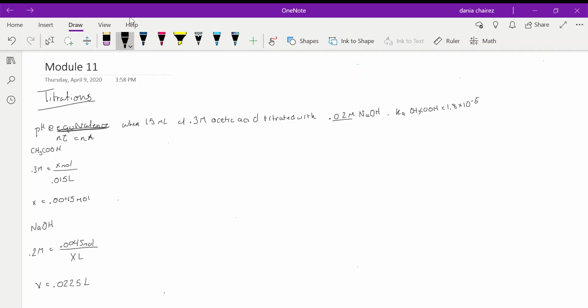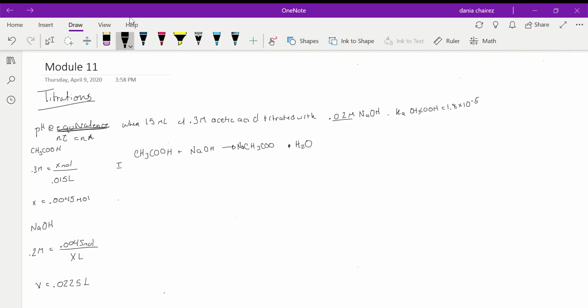So then we're going to set up our titration, which is going to be acetic acid plus sodium hydroxide yields acetate ion, well, sodium acetate plus water, which is usually what you get with titrations most of the time, a salt and water. And I say most of the time because in the problem that we did before, we just got their ions, but that's fine.